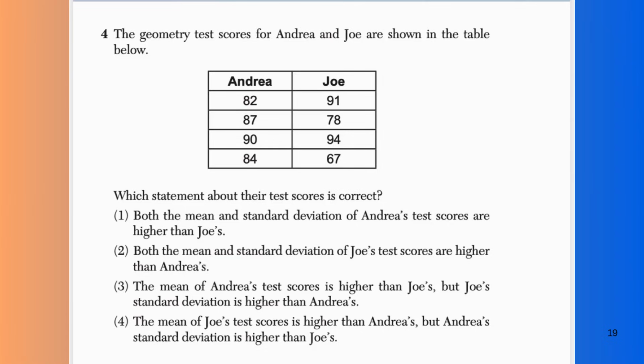So when we compare Andrea's numbers with Joe's numbers, we see that Andrea has a higher mean, but Joe has a higher standard deviation. And so we are reading our answer choices really carefully to make sure that we don't choose a little too quickly and choose the wrong answer. And we will see that answer choice number 3 is correct.